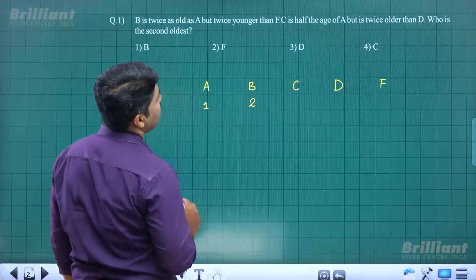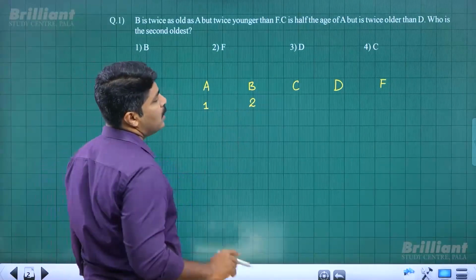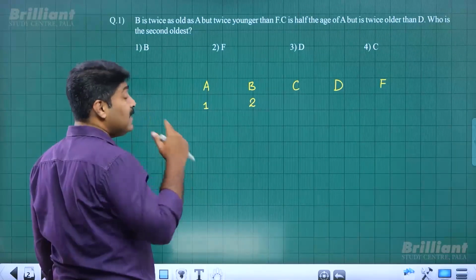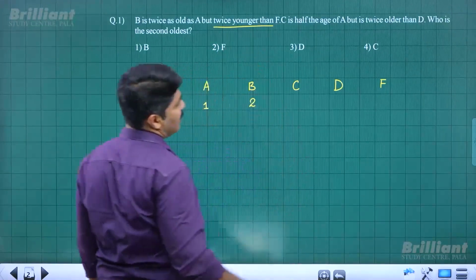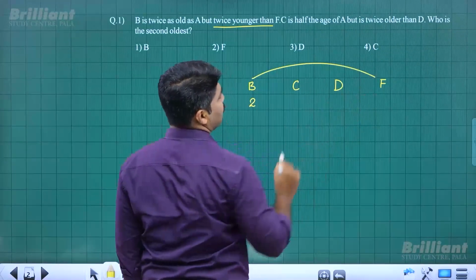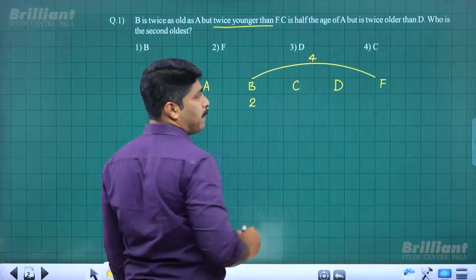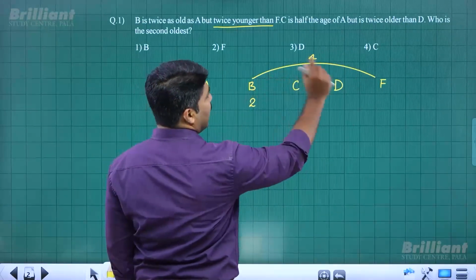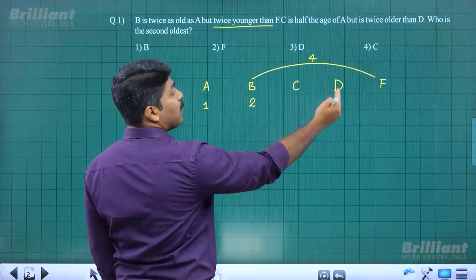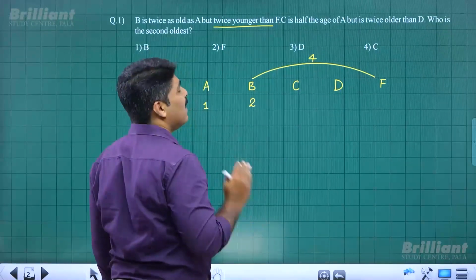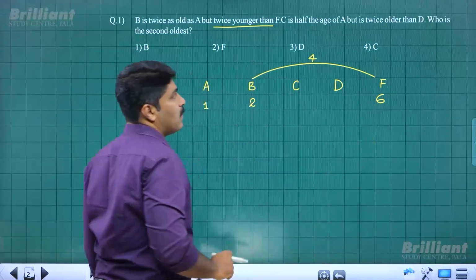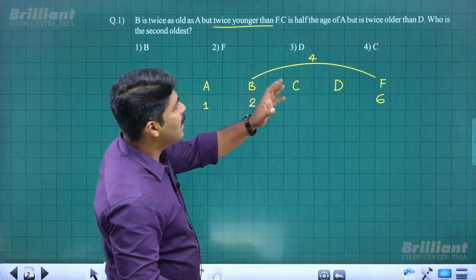But twice younger than F. So B is twice younger than F. How can we connect the relationship? Twice younger than F is a bit confusing kind of statement. It means the difference between B and F should be twice this value, that is, equal to 4. So the difference between the ages of B and F is twice this 2. Then we can say that B is twice younger than F. That's the basic idea of that kind of assumption. Therefore, what is the age of F? That is equal to 6.